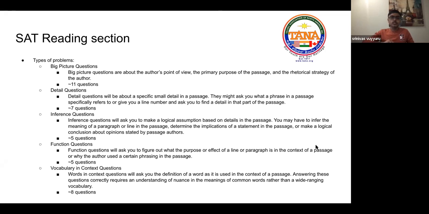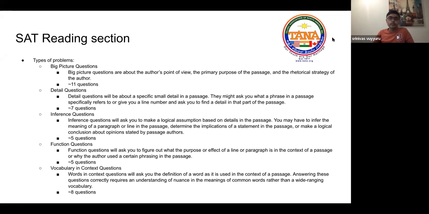Function questions will ask you to figure out what this line or paragraph is doing in the passage, and why the author used a certain word or phrase in that passage to accomplish whatever they're trying to do. This is usually around 5 questions as well. So it is relatively important still, although there aren't that many questions.